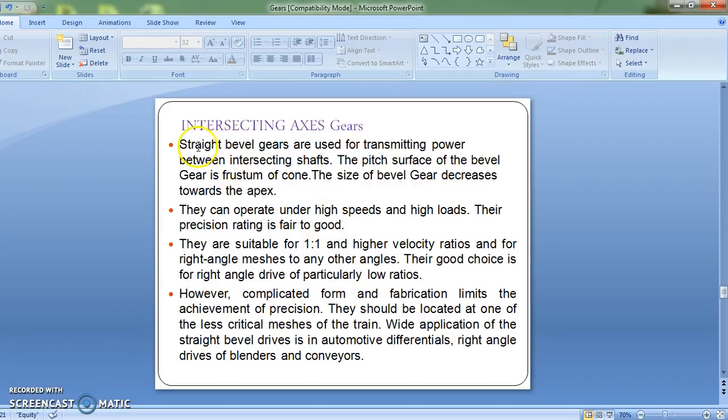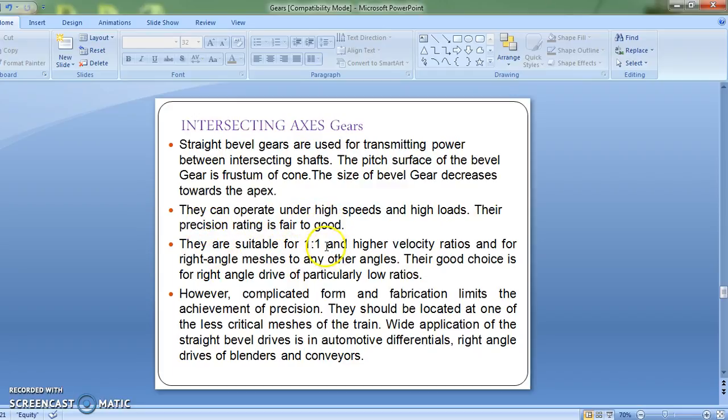Intersecting axis gears. Straight bevel gears are used for transmitting power between intersecting shafts. The pitch surface of the bevel gears is a frustum of a cone. The size of bevel gear decreases towards the apex. They can operate under high speed and high loads. Their precision rating is fair to good.